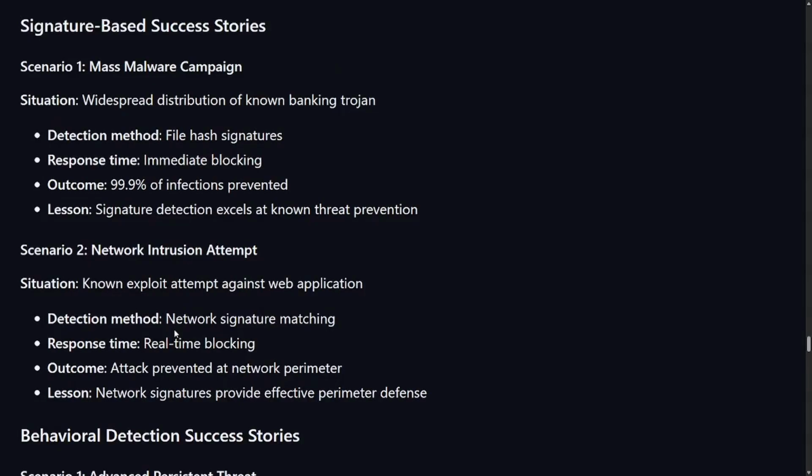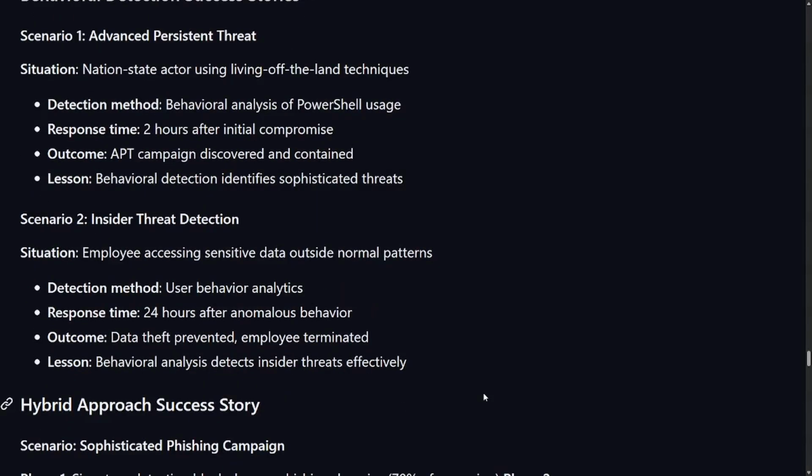Network intrusion attempt is the number 2 scenario. Known exploit attempt against web application. Detection method, network signature matching. Response time, real-time blocking. Outcome, attack prevented at network perimeter. Lesson, network signatures provide effective perimeter defense. Behavioral detection success, which we don't have to go over all of that, right?